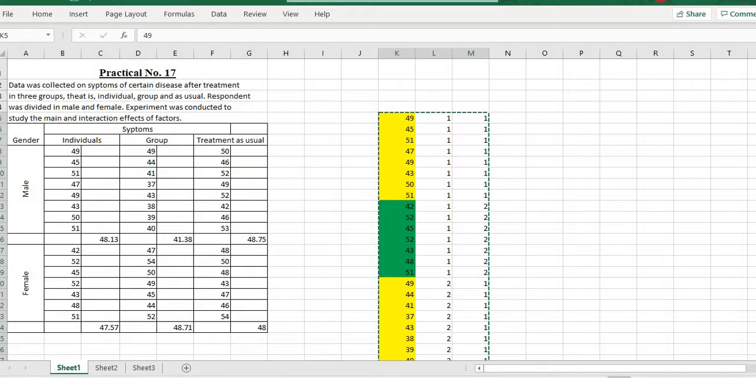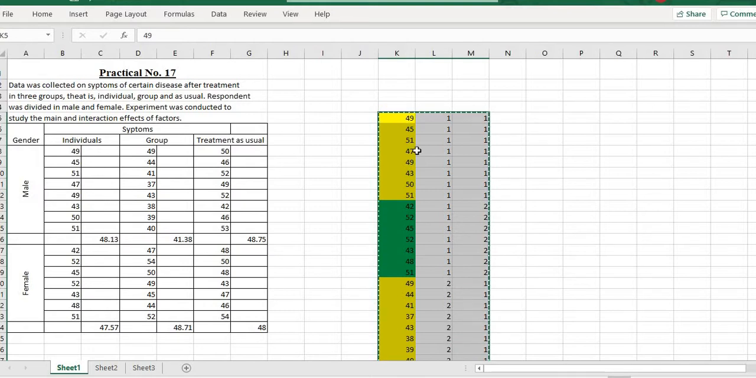These are the symptom rates: 49, 45, 51, 47, and so on. And these are the individual treatment, treatment in groups, and treatment as usual. There are three groups of treatment, and the gender is male and female. The values have been copied here in the same Excel sheet.